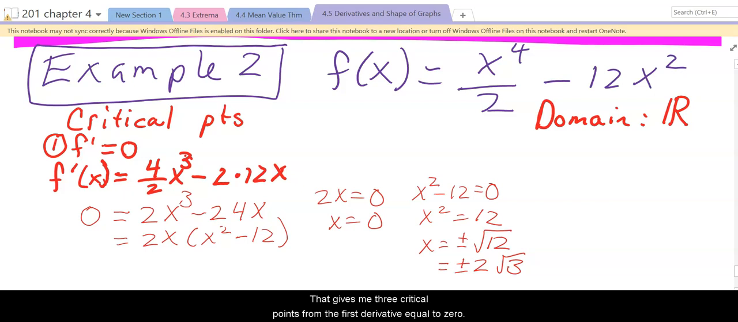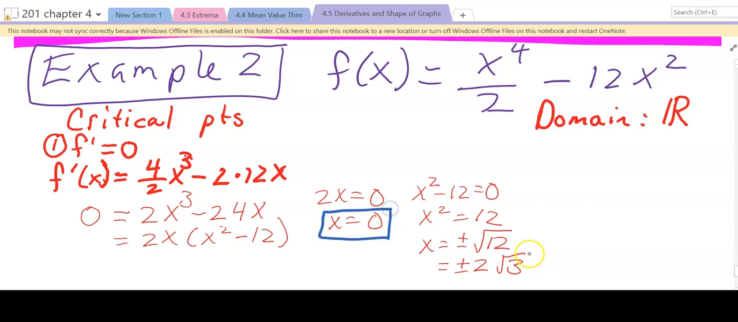That gives me 3 critical points from the first derivative equal to 0. That would be at 0 and at 2 square roots of 3 and negative 2 square roots of 3.